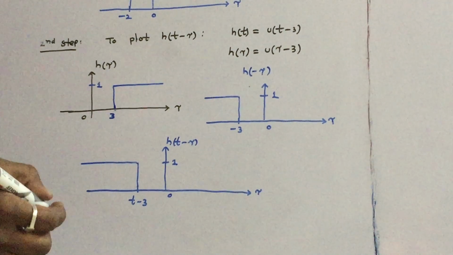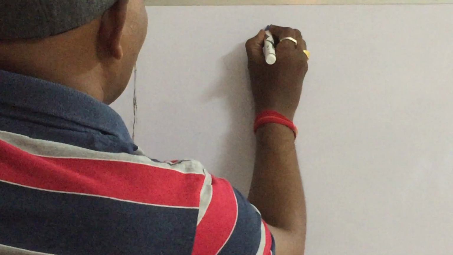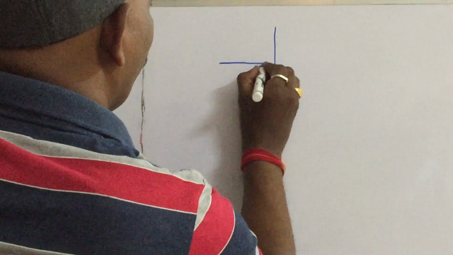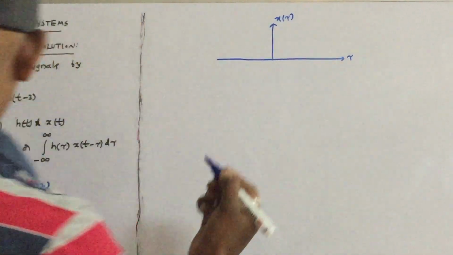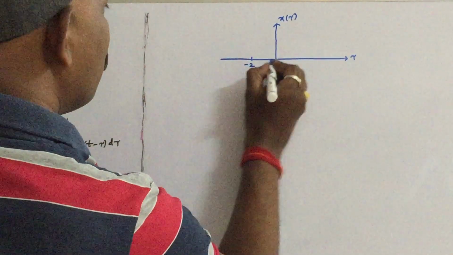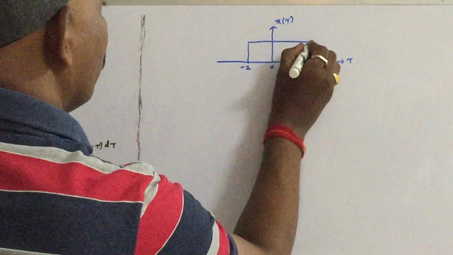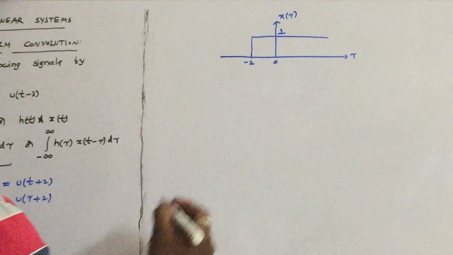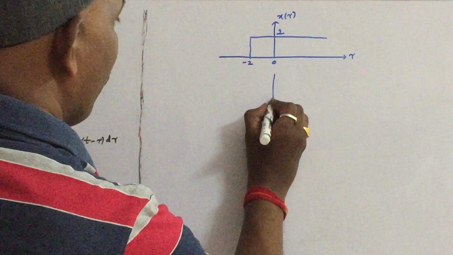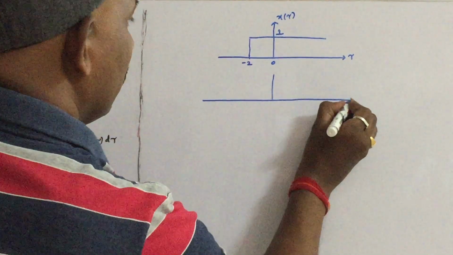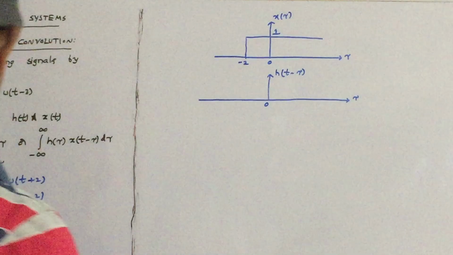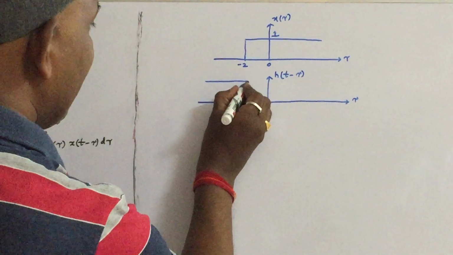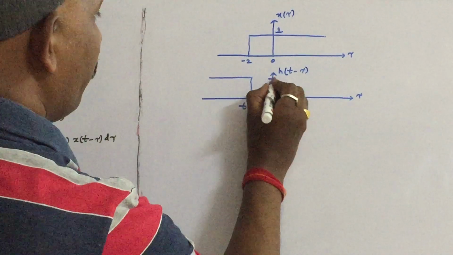So let us plot x of tau and h of t minus tau together. See, first plot x of tau versus tau. So x of tau versus tau starts from minus 2 towards the right side with amplitude 1. And the second one, h of t minus tau versus tau. So this waveform is at t minus 3 with amplitude 1.